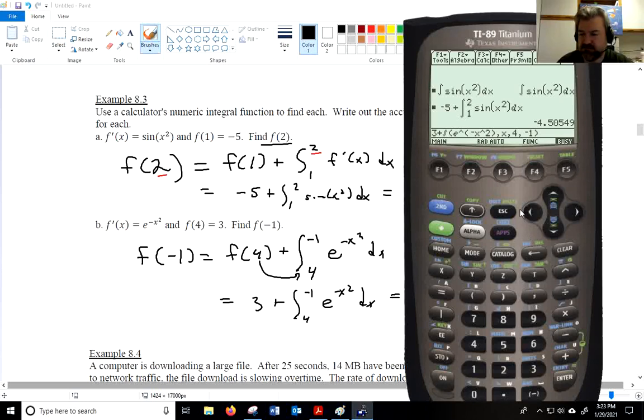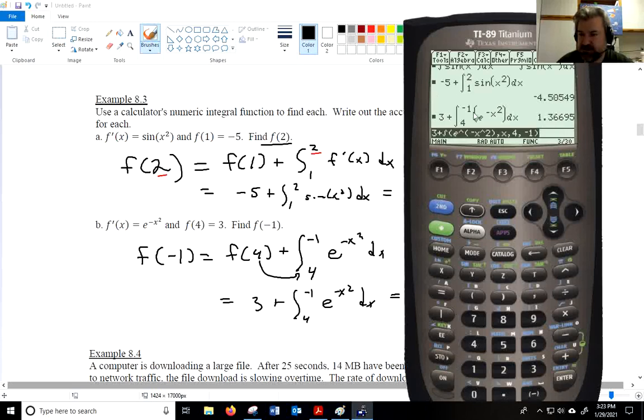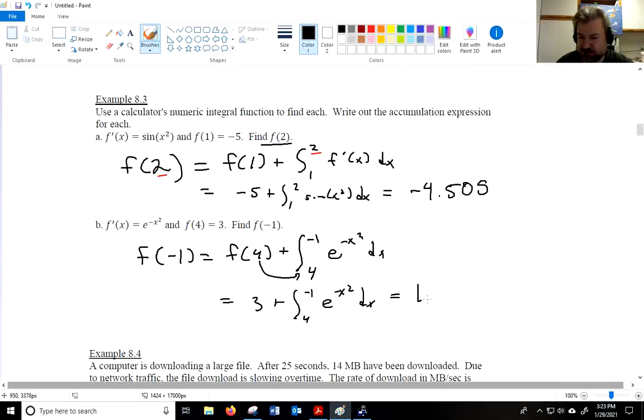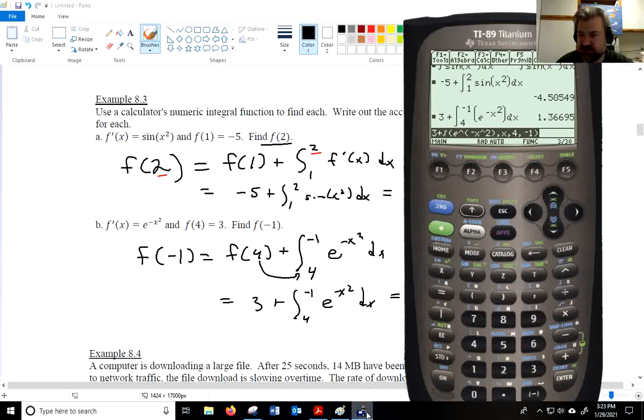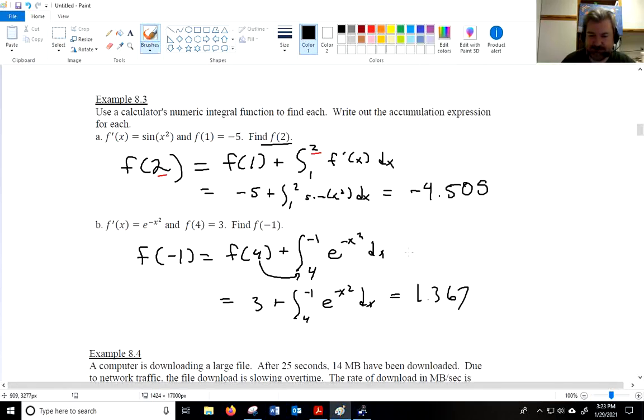All right. Let's see here. It's working pretty hard because I forgot to hit approximate. Well, there it goes. It'll eventually resolve down the decimals. 1.367. We want to do 3 decimals at least. 1.367. And that's it.